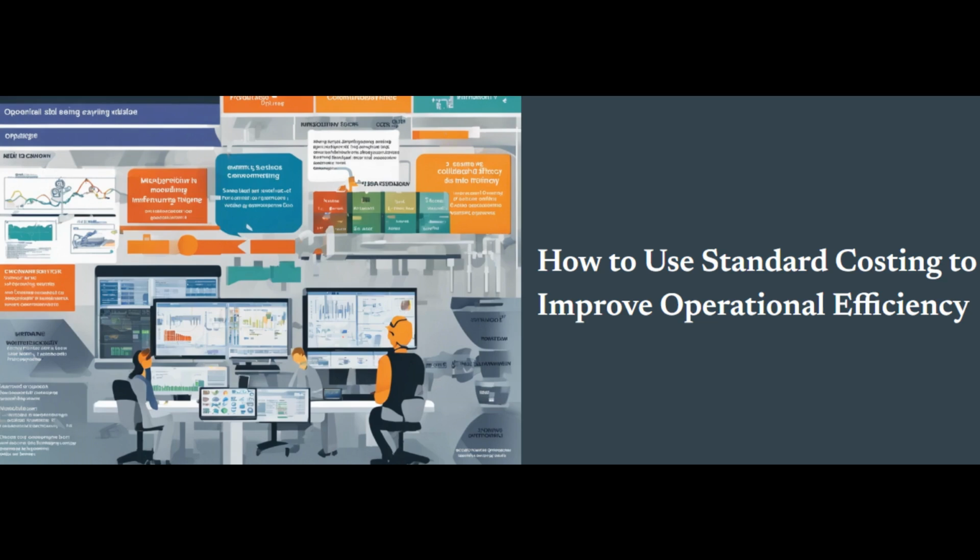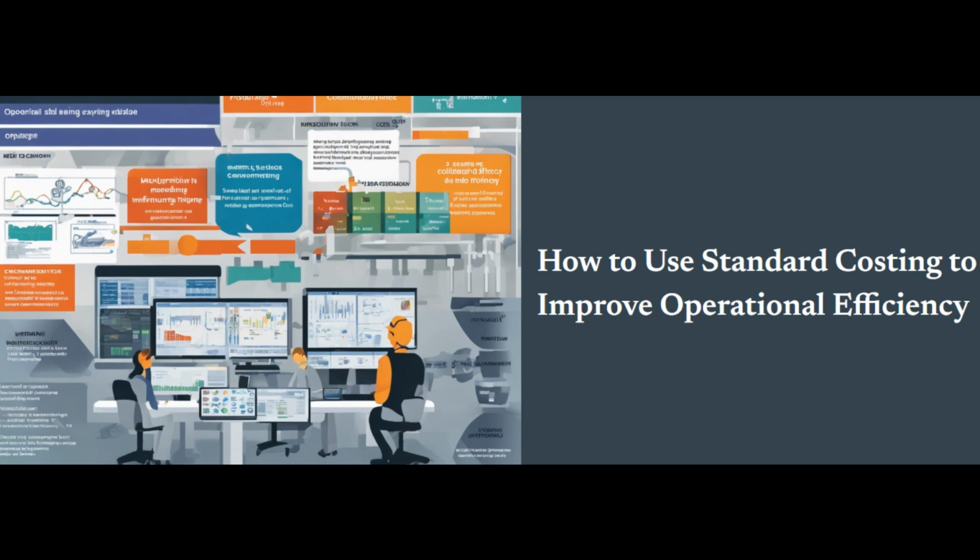Imagine a plastics manufacturer that notices a recurring unfavorable labor efficiency variance in its injection molding department. The company decides to conduct a Kaizen event, bringing together supervisors, operators, and industrial engineers to analyze the process and identify areas for improvement.